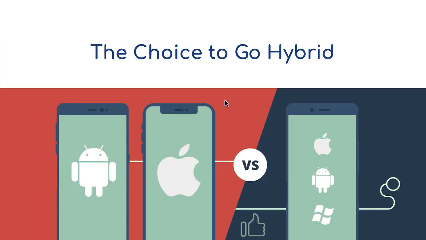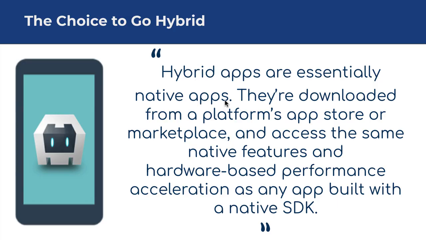Thankfully, times have changed as mobile and web technology have evolved. Hybrid has emerged as a viable alternative to native. Many are now looking at hybrid development as a way to simplify and speed up development. Hybrid apps are essentially native apps. They are downloaded from a native app store or marketplace and access the same native features and hardware-based performance acceleration as any app built with a native SDK.